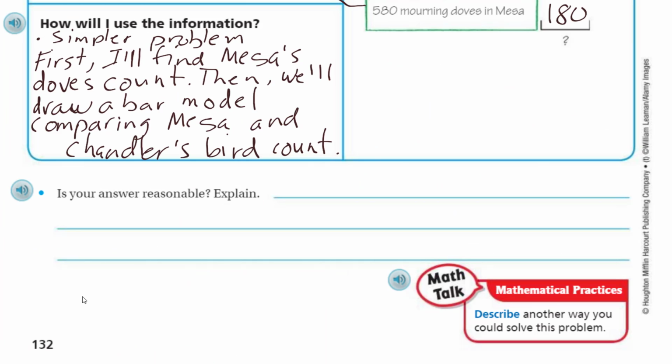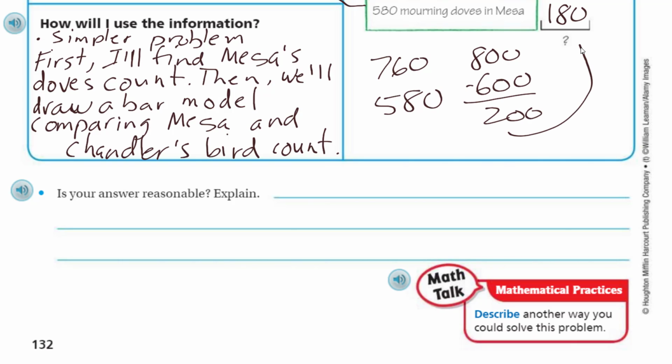Down here it says, is your answer reasonable? Explain. Is it reasonable? Well, we had 760. We had 580. If you really want to make sure that you weren't off by a power of 10, 760 we could say is 800. This is almost like 600, because if you subtract, there's your estimate. 200 is close to 180. It is. So I'd say, yeah, my answer is reasonable.